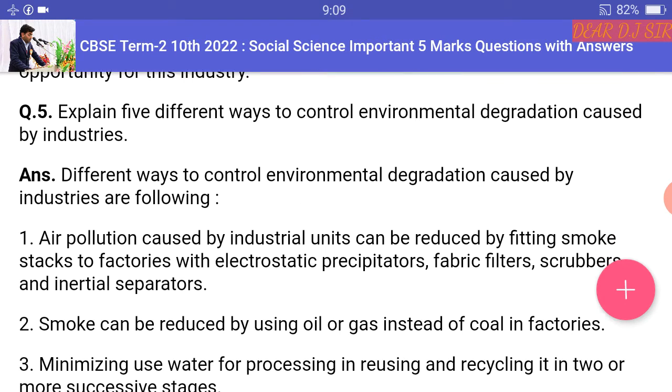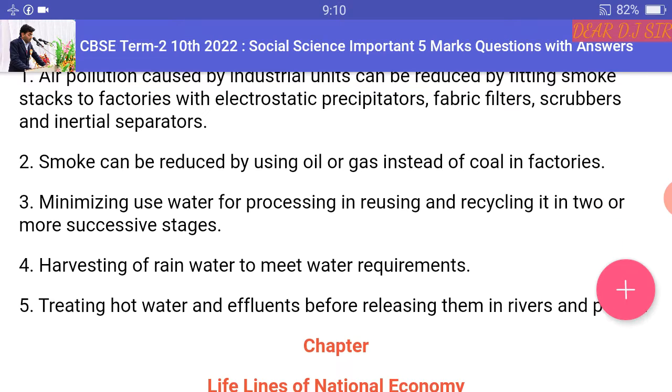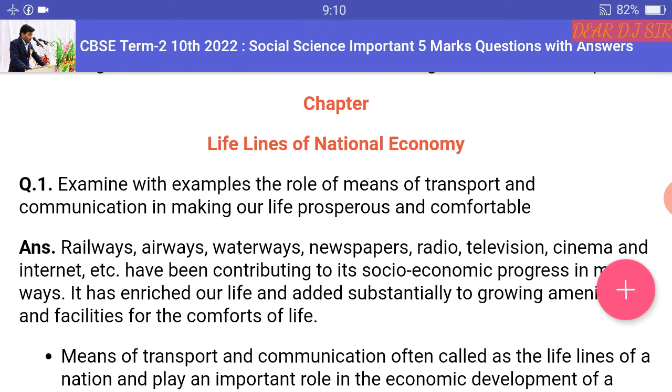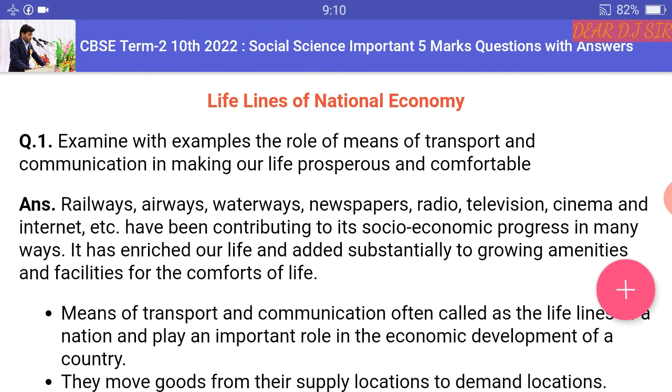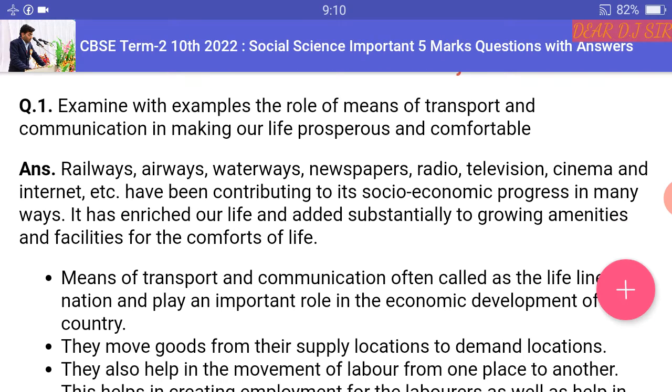Here the fifth question is, explain 5 different ways to control the environmental degradation caused by industries. Now the questions from Lifelines of the National Economy. Examine with examples the role of means of transport and communication in making our life prosperous and comfortable.